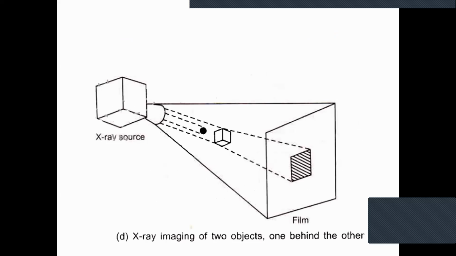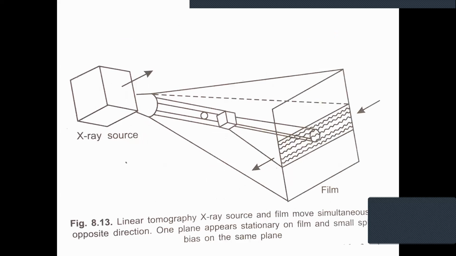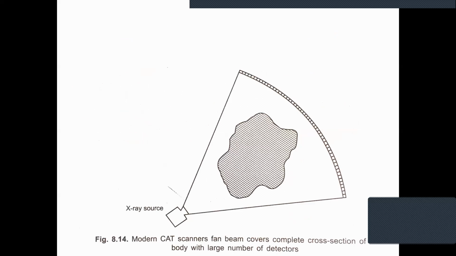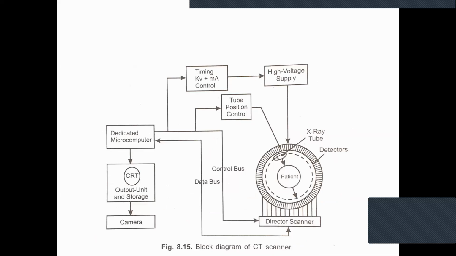X-ray imaging of two objects, one behind the other. And this is the linear tomography: the X-ray source and film move simultaneously in the opposite direction. And this is the modern CT scan pencil beam. This is the basic beam, the CT scanner block diagram.